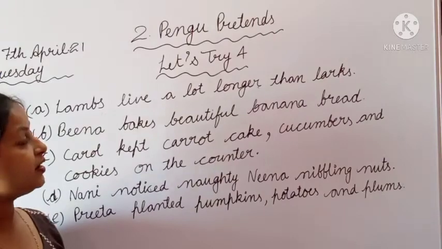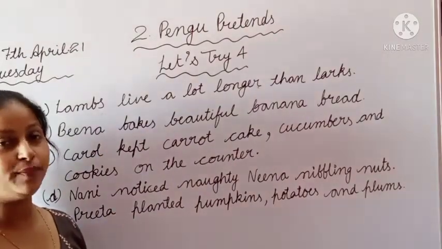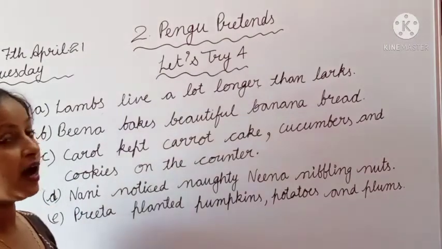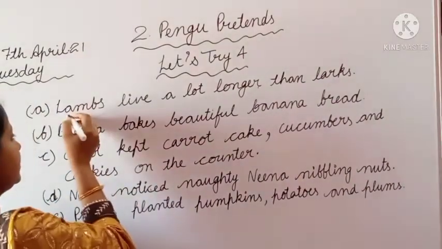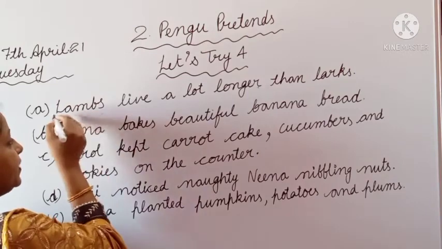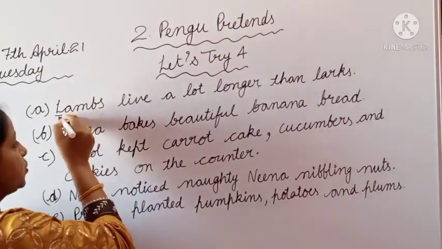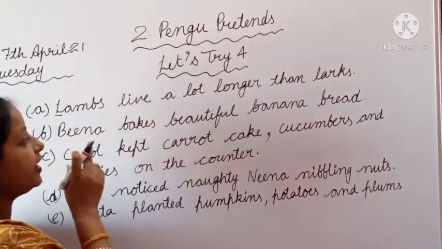Each and every word has the same letter. Okay, students. So we will underline them. How? Like this. The first letter of lamb is L. The sound is L. Lamb. So we will underline L.